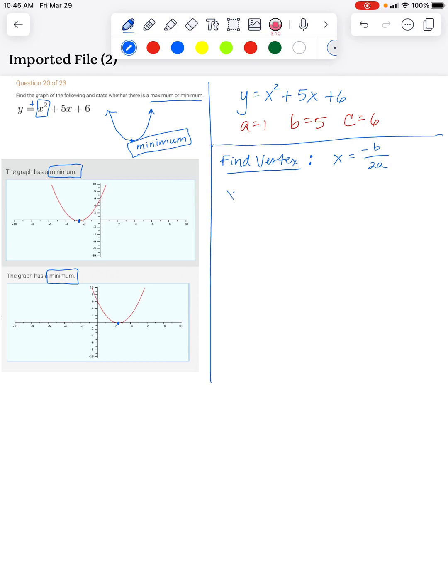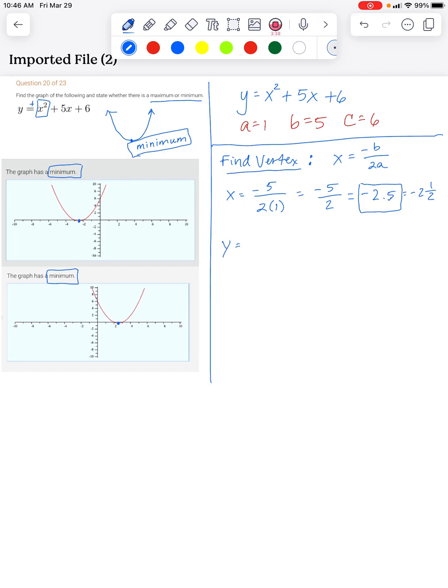So we're going to plug in our parts to this. We have negative 5 over 2 times 1, so we have negative 5 halves. You can leave it like that, or we can make it negative 2.5. Whatever you want to use there for your x value. I chose to use the decimal, just because I find that easier in my calculator than trying to use a fraction. So that's the x value.